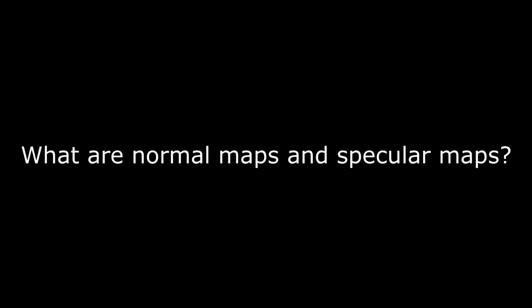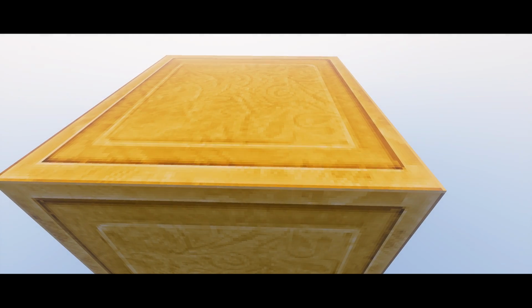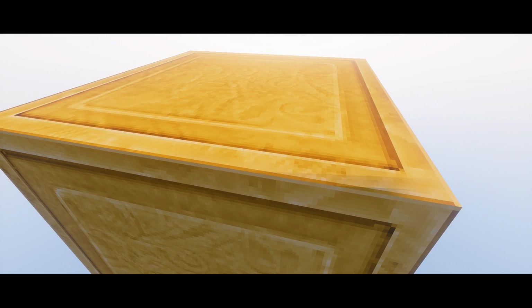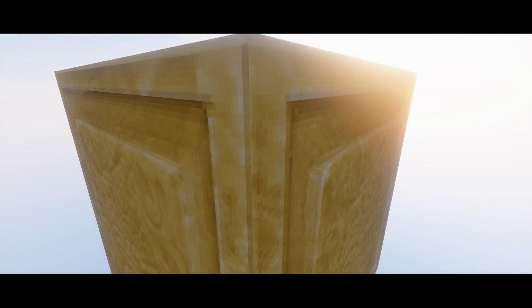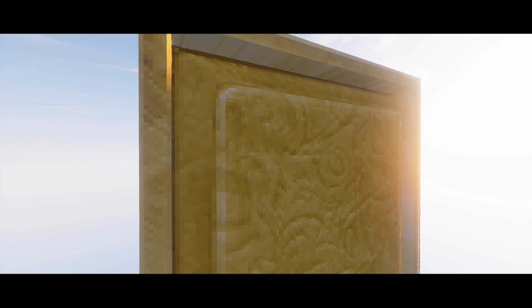To get the ball rolling, I'd like to answer two questions. What are normal maps and specular maps, and what do they do? Well, to summarize quite heavily, a normal map is an image applied to a 3D object, in our case, a gold block, in order to build a higher level of detail for the end result. End result meaning actual depth.